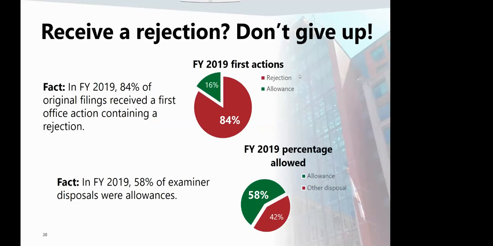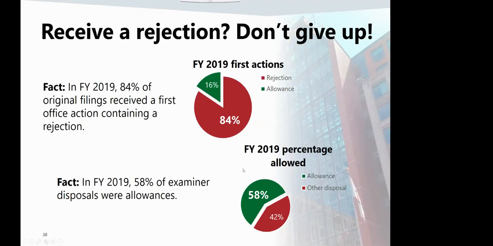And I think I'm going to jump ahead here to show, like I said, the first action you're going to see from your examiner, 84% of the time, there's going to be something that the examiner has rejected. However, work with your examiner, address the concerns. You always have the opportunity to pick up the phone and call the examiner if you'd like more information about why they've rejected your application.